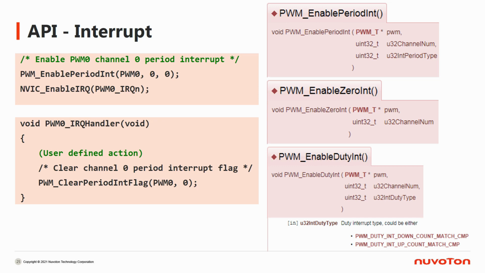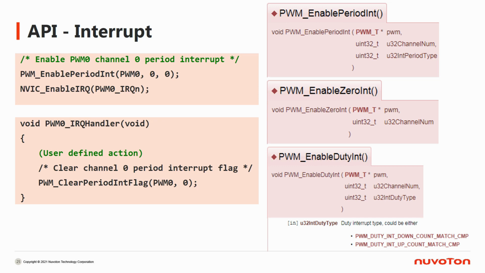On the right-hand side, we list 3 API that could be used to enable PWM interrupt. PWM Enable Period Interrupt function is used to enable period interrupt of selected channel. Notice that the third parameter is not used. PWM Enable Zero Interrupt function is used to enable zero interrupt of selected channel. PWM Enable Duty Interrupt function is used to enable duty interrupt of selected channel.